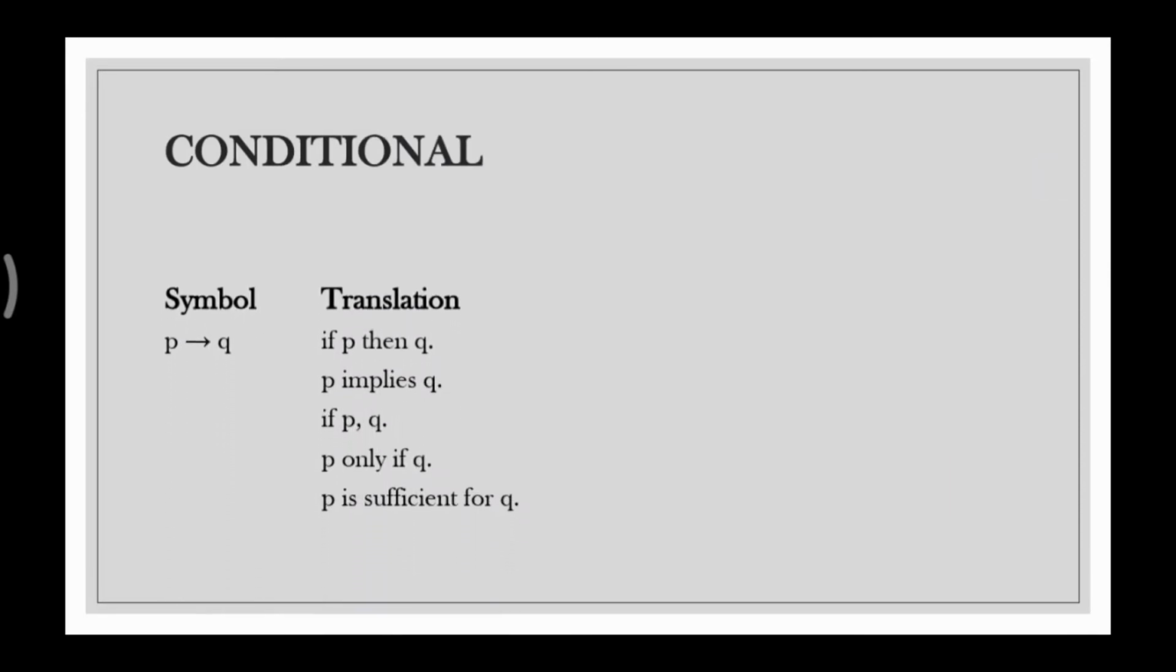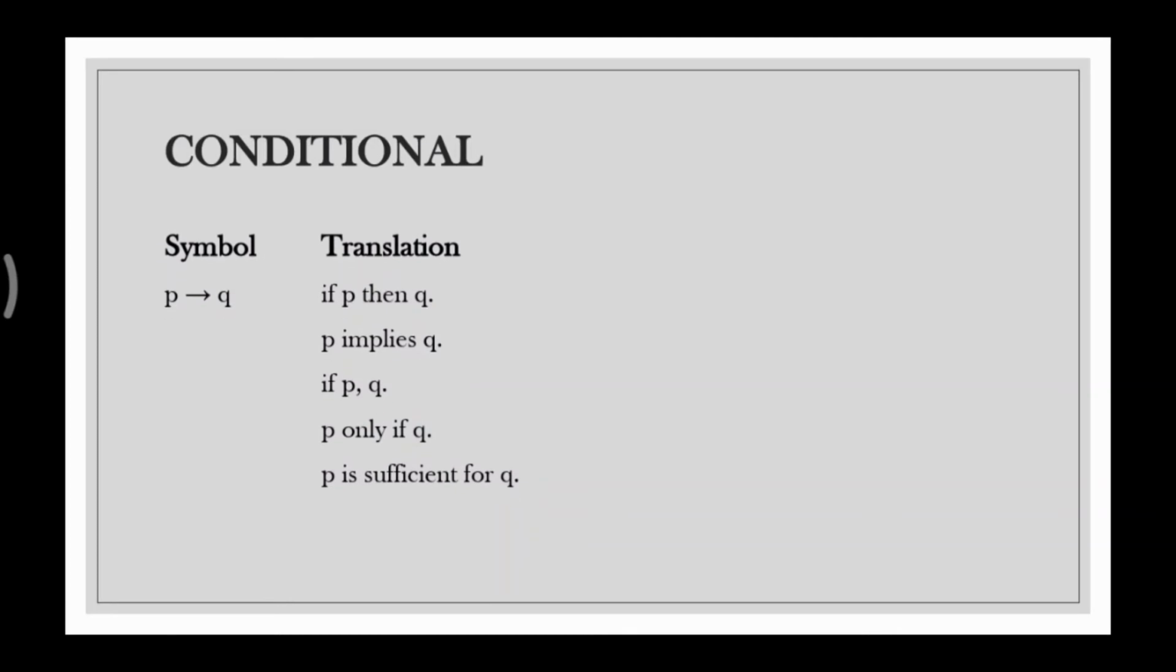Conditional. The symbol of this can be read as if P then Q, P implies Q, if P, Q, P only if Q, P is sufficient for Q.